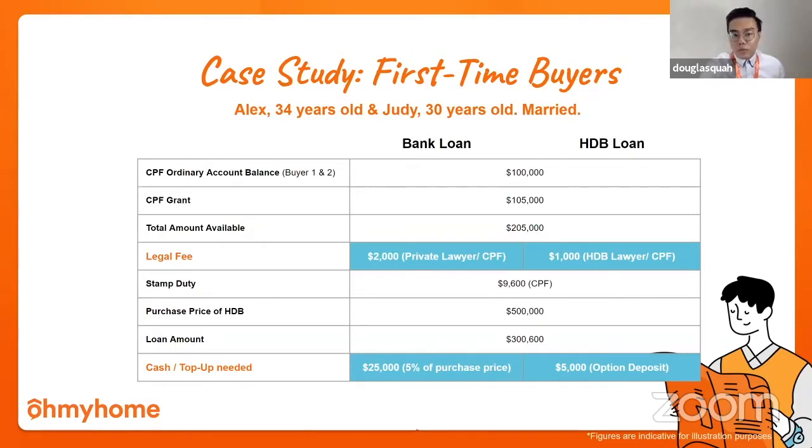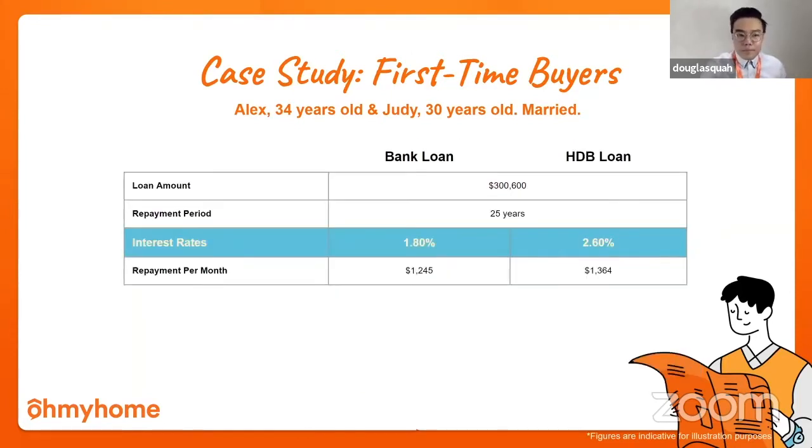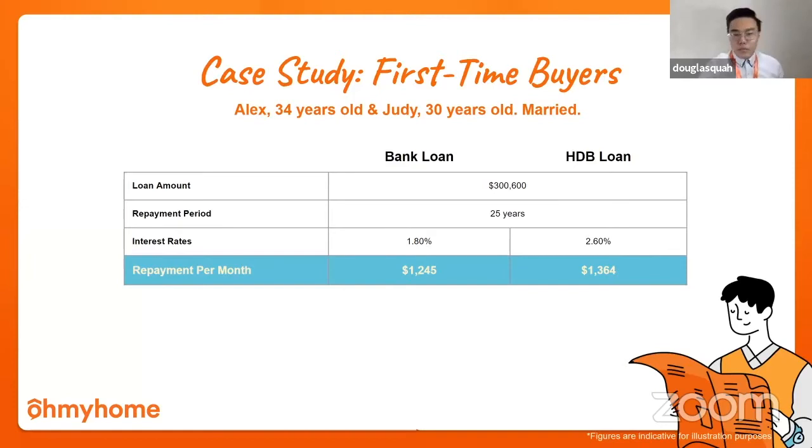Then from there, you will know and you will be able to see why. The interest rate for bank is 1.8% and HDB is 2.6%. In both scenarios, the loan amount is actually $300,600 over a period of 25 years. The bank loan monthly installment is $1,245, while the HDB loan monthly installment is $1,364. From here, we are seeing a savings of $119 per month.